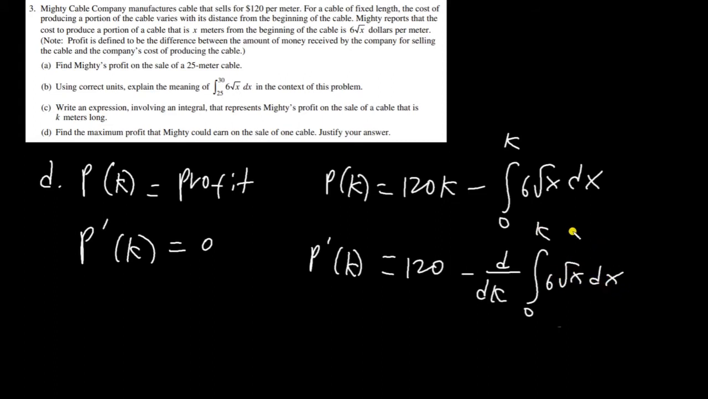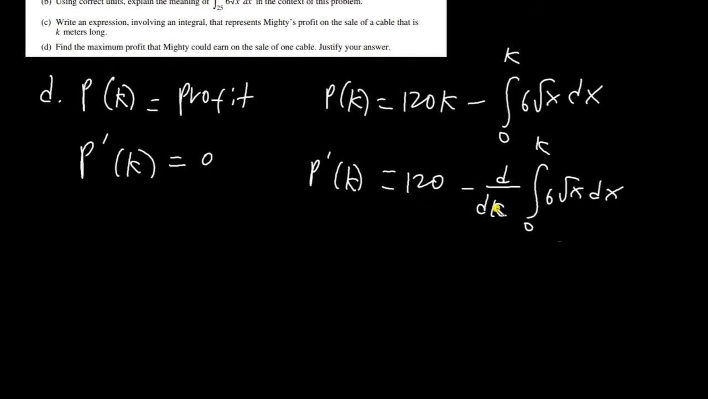Now, if you're familiar with how to take this derivative, the integral and the derivative sort of cancel out. I'm sure it's not the most mathematically accurate way to represent this, but I think of it as these cancel out, and you just replace the x with the k, and you call it a day. 6 square root of, not x, k. So that's P prime of K, and now we got to set this equal to 0, right?